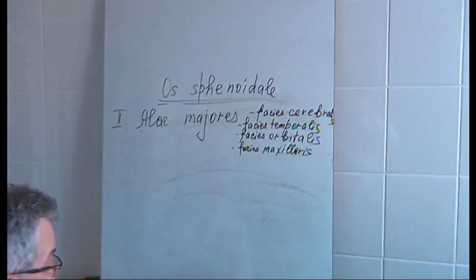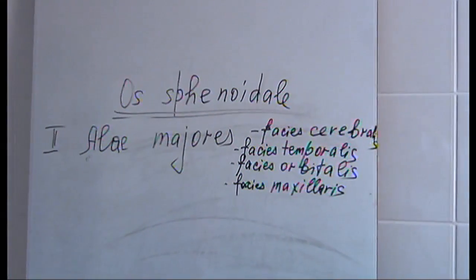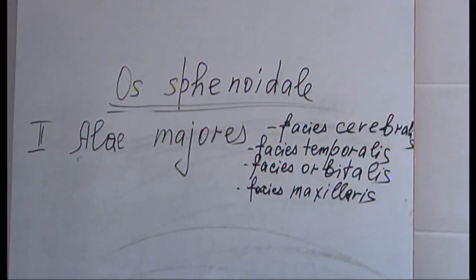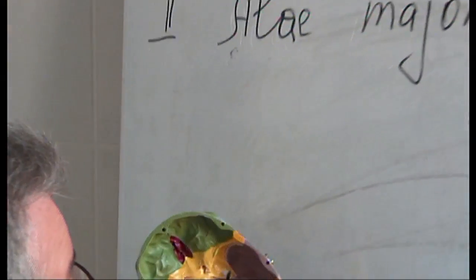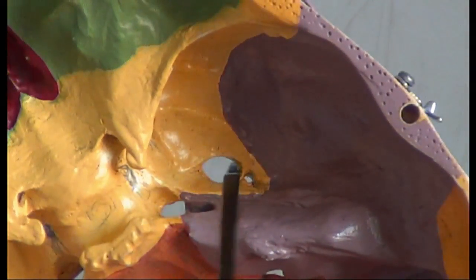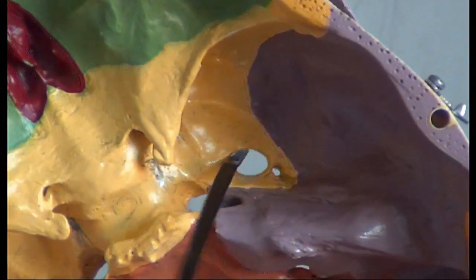Now, what important structures should we find and demonstrate here? Two foramina. First of all, foramen ovale.